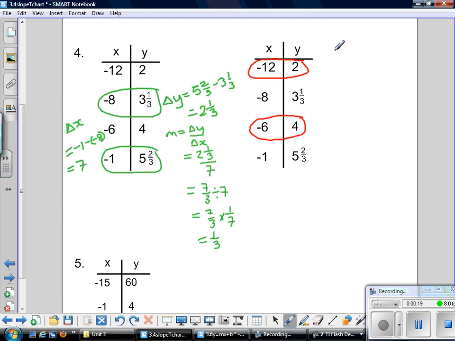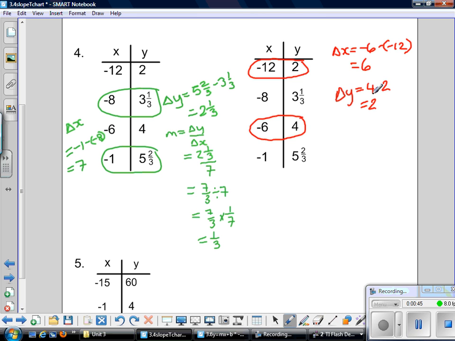So if I look at my delta x's, I would have negative 6 take away a negative 12. So that's the same as negative 6 plus 12, so that would be 6. And my delta y, again, I must start with the 4. 4 take away the 2, and that is 2.